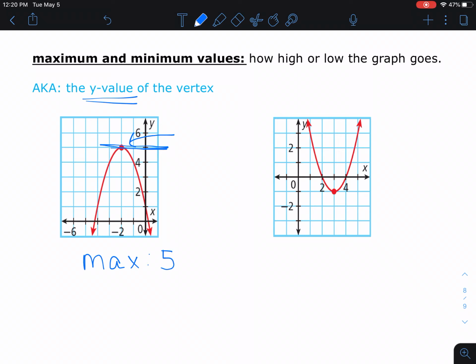Okay, and if the vertex is the lowest point, like this one, we call it a minimum. And how low does this one go? You're going to look over at the y value, it looks like it's at 1. Okay, so that's how you determine if it's a max or min and what the value is.